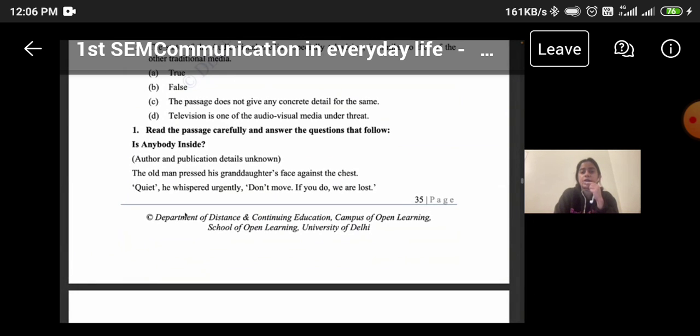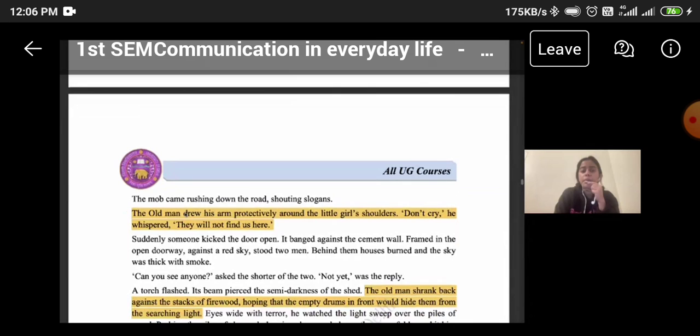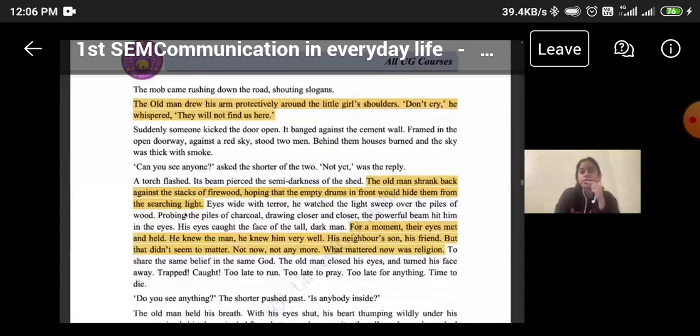The old man pressed his granddaughter's face against the chest. "Quiet," he whispered urgently. "Don't move. If you do, we are lost." The mob came rushing down the road, shouting slogans. The old man drew his arm protectively around the little girl's shoulder. "Don't cry," he whispered. "They will not find us here."